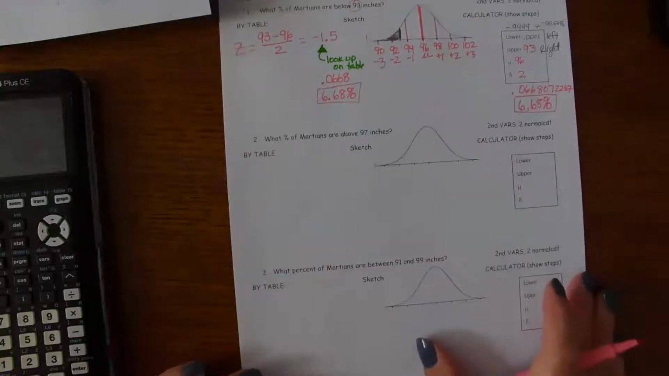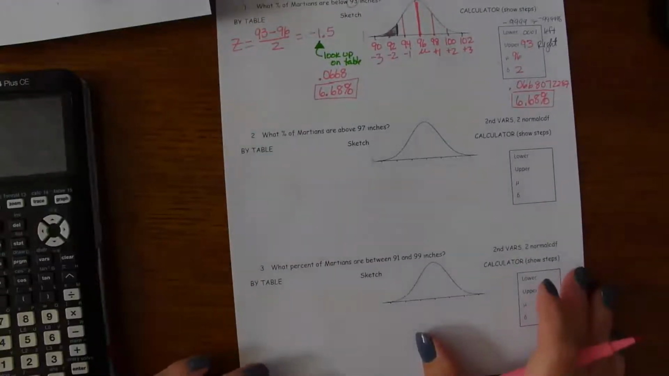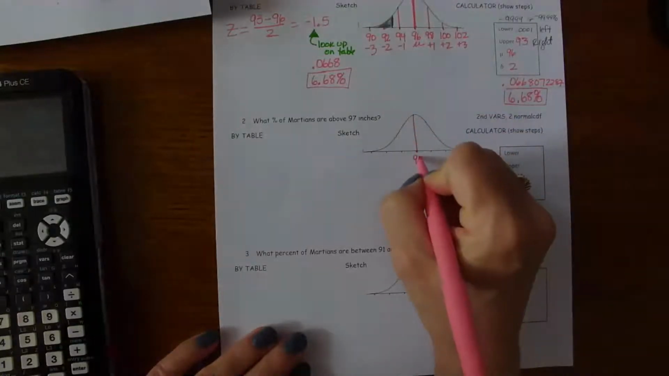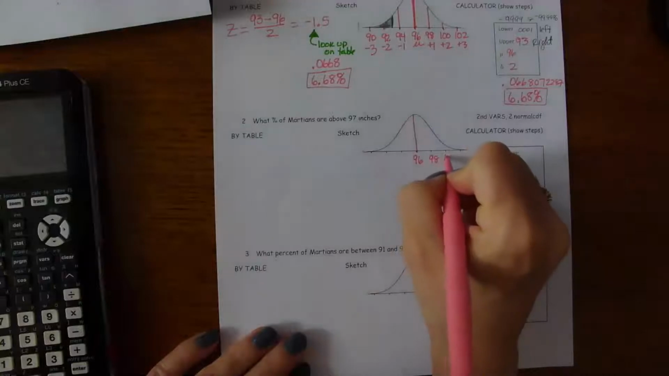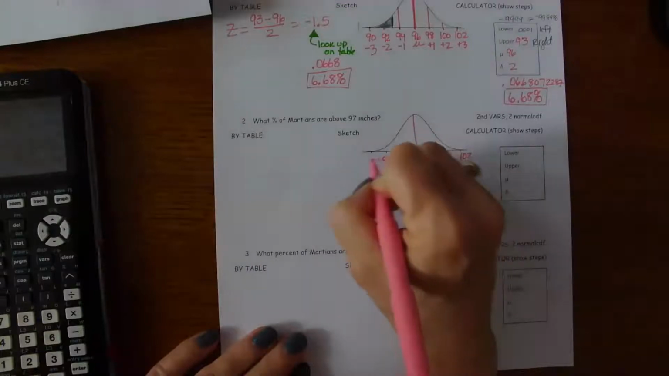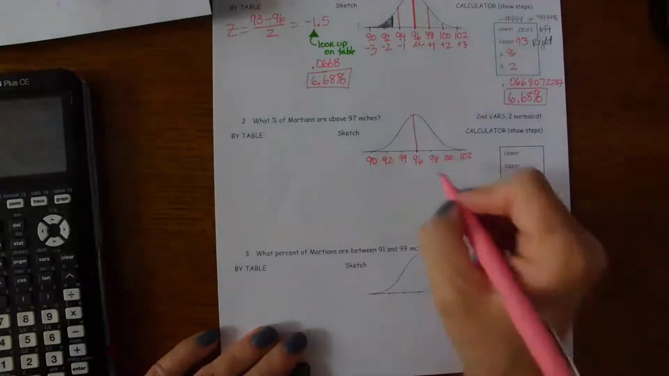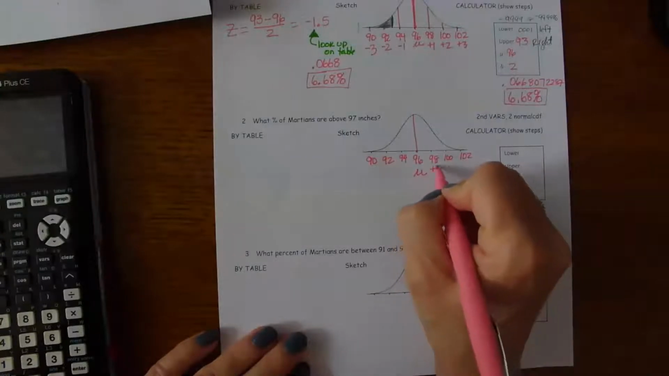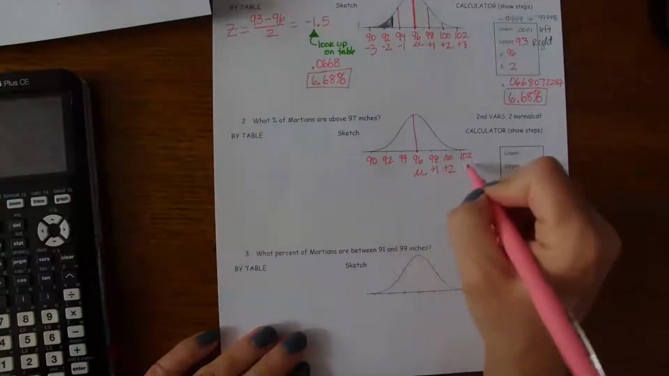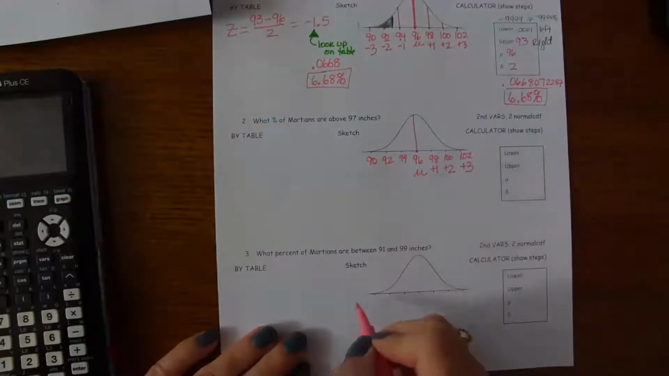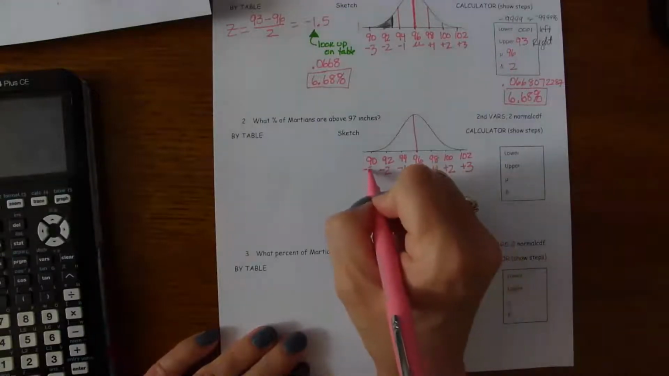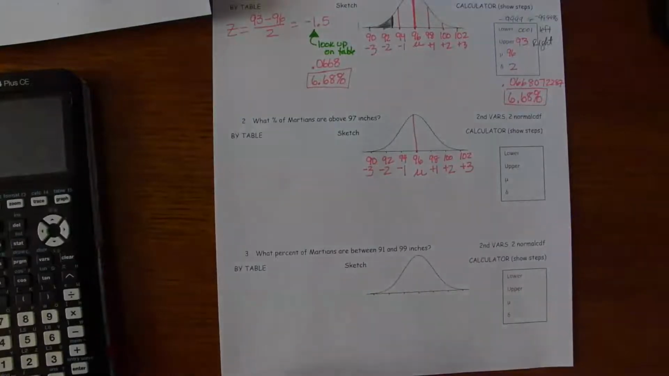All right, let's try this one. What percent of Martians are above 97 inches? Well, let's recreate this. I gave you the same one, so you can basically copy, right? Plus 1 standard deviation or 1 standard deviation above the mean. 2 standard deviations above the mean, 3 standard deviations above the mean, 1 deviation below, 2 below, or 3 below the mean.